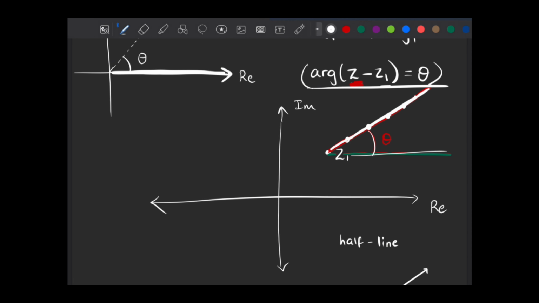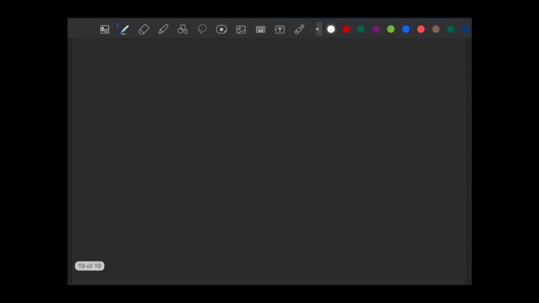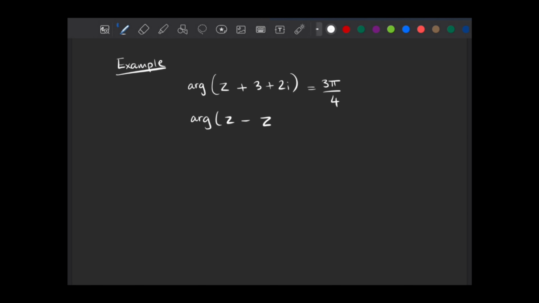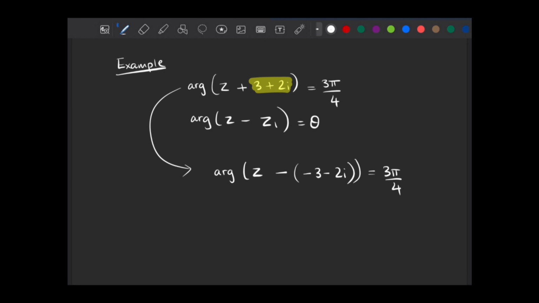So let's look at an example of plotting such a locus. Say we are given that the argument of z plus 3 plus 2i is 3 pi by 4. I'm going to write down the general form. So let's first work out what our z1 is. I'm going to rewrite this. We can see our complex number z1 must be minus 3 minus 2i, because if we simplify this, we just get this. This is in this form.